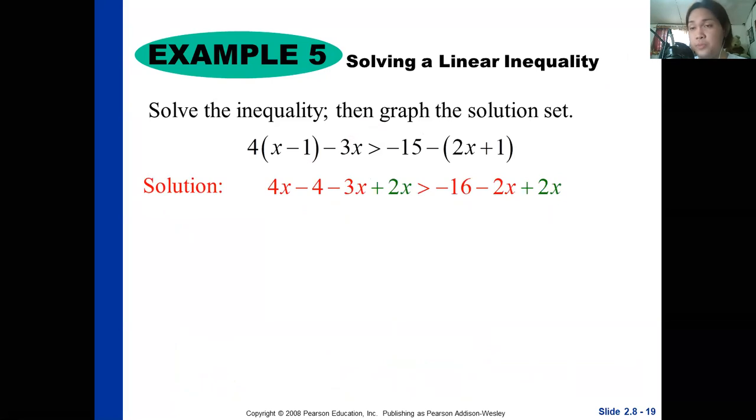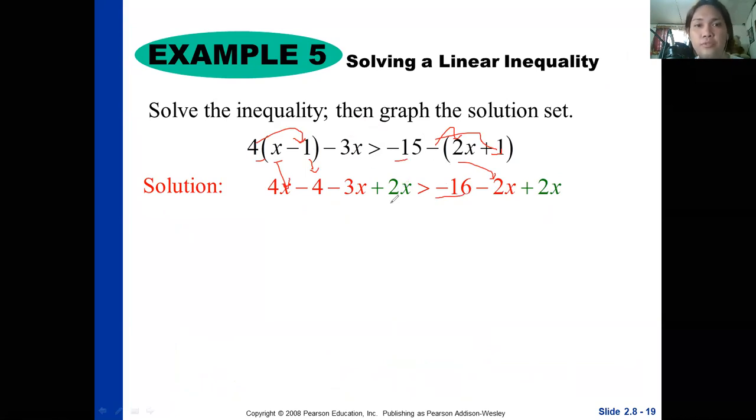So we are using the distributive property. We distribute 4. So 4 times x gives us 4x, and 4 times negative 1 is negative 4. Then the negative 3x, this one, negative 2x. That gives us negative 2x, negative times positive. So we have negative 1 minus 15, that gives us negative 16. It's a shortcut already, not step by step.